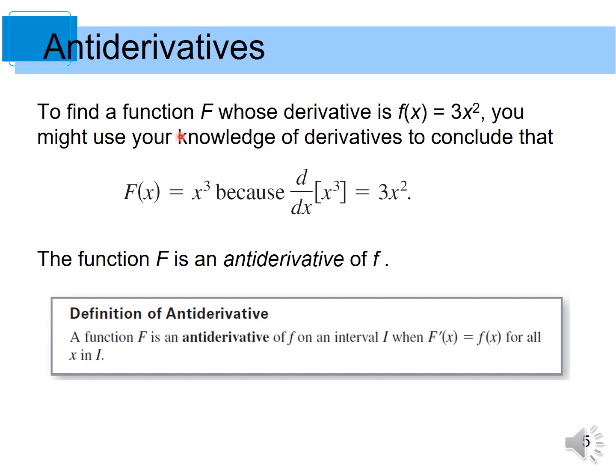To find a function F whose derivative is f equal to 3x squared, you might use your knowledge of derivatives to conclude that F is equal to x cubed, because when we differentiate x cubed with respect to x, we have 3x squared. So the function F is an antiderivative of f. A function F is an antiderivative of f on an interval I when F prime x equals f x for all x in the interval.